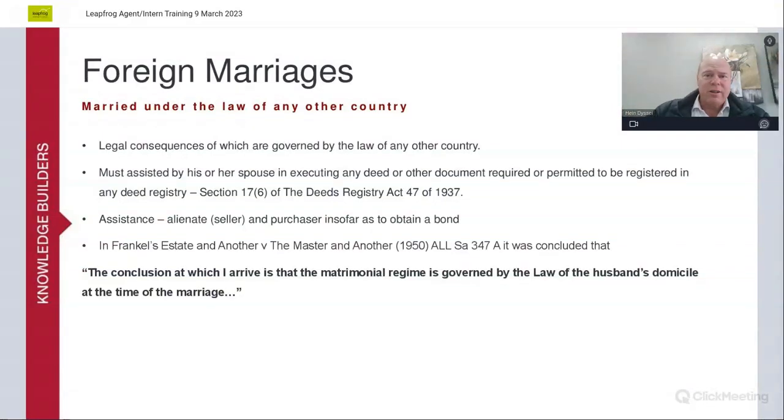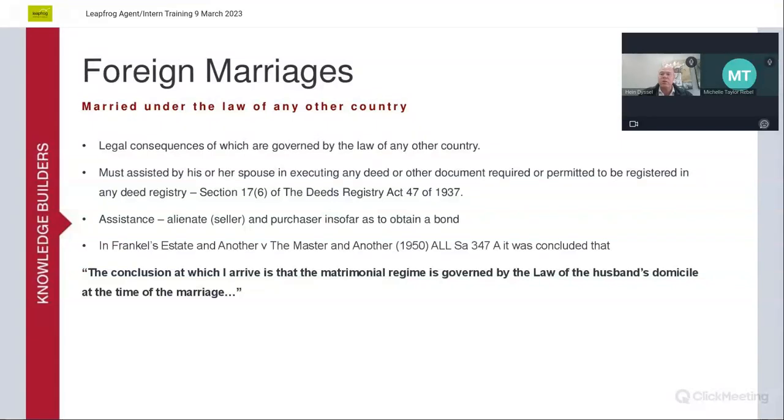Whether it's Mauritius, Seychelles, North Korea, South Korea, it's irrelevant where you get married. The laws of the husband's domicile will be applicable to that marriage. In this case, it was Canadian law, but just be careful when you are a South African and you travel abroad and you get married there, make sure that you register an antenuptial contract before you get married, because it won't be the laws of that country that will be applicable to you. It will be the laws of the country where you return to.